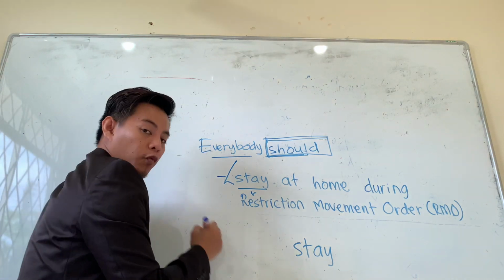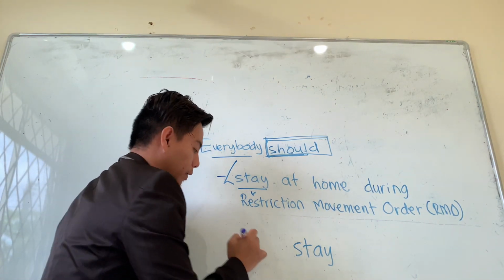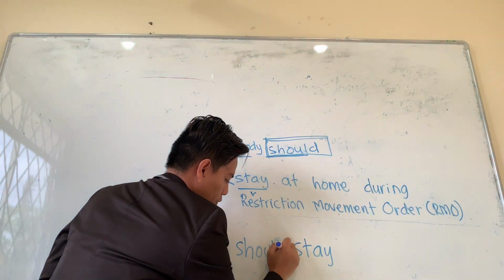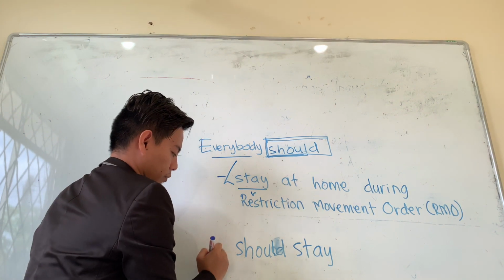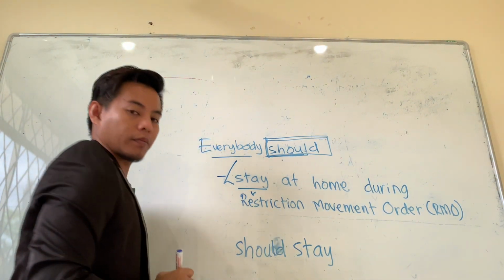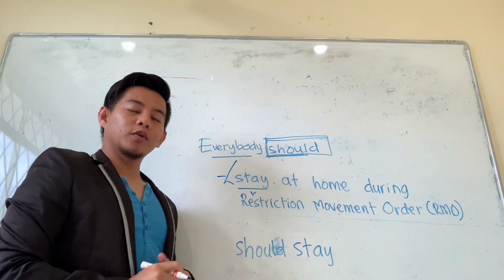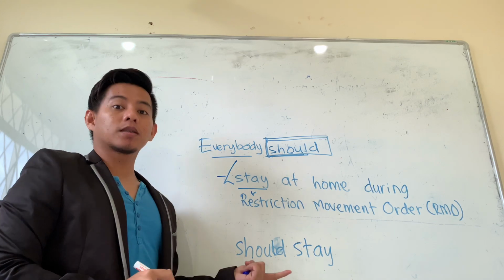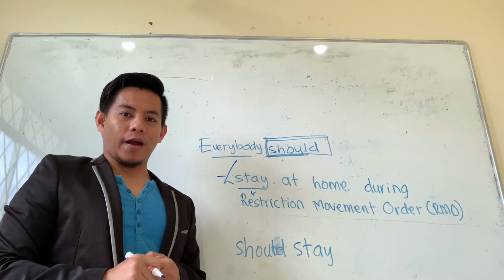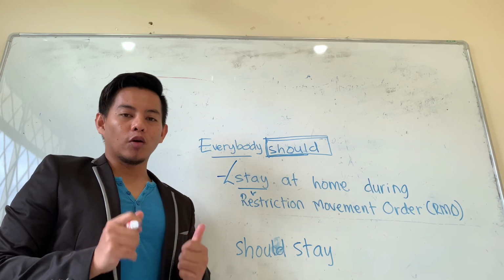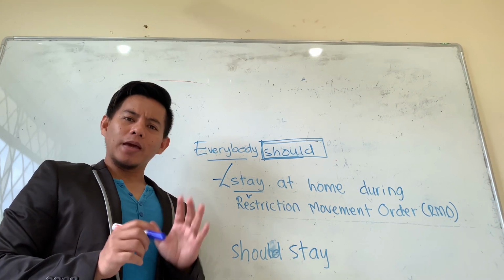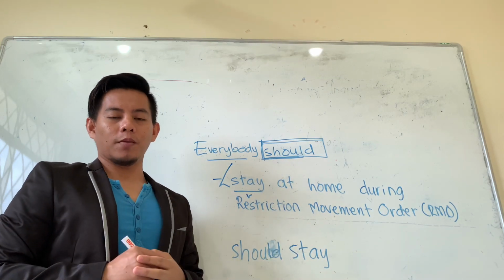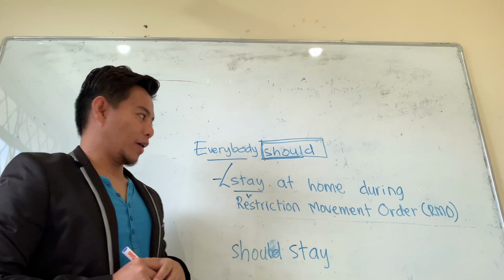Therefore, if we put a modal verb, for example should, in front of the word stay, it makes the sentence grammatically correct. Without it, your sentence might be wrong. Imagine that we don't have the modal verb should in the sentence. What do you think will happen to the sentence? Let's give it a try.